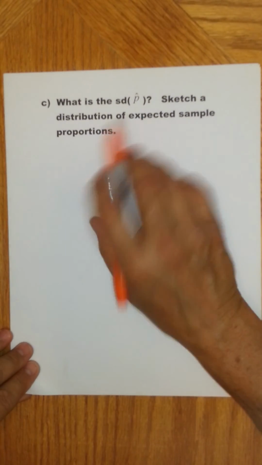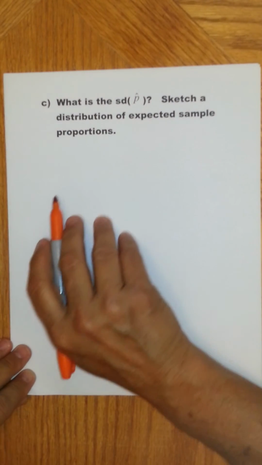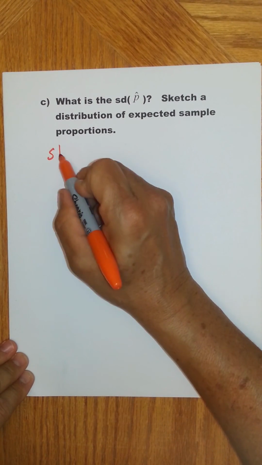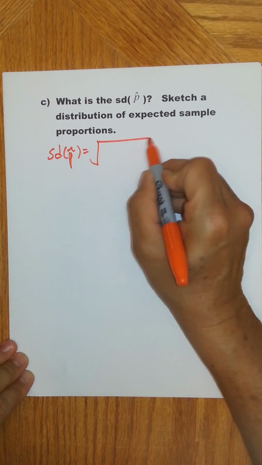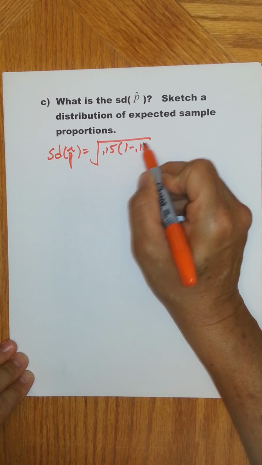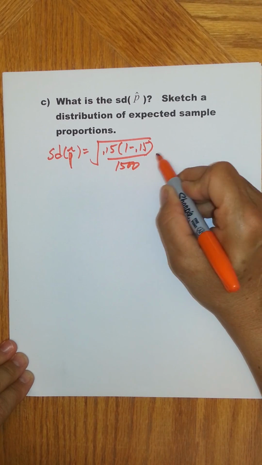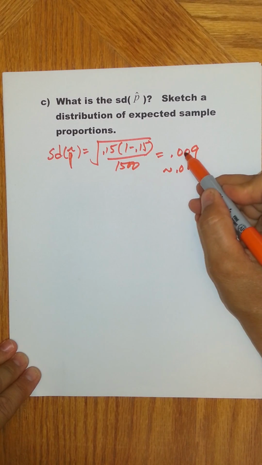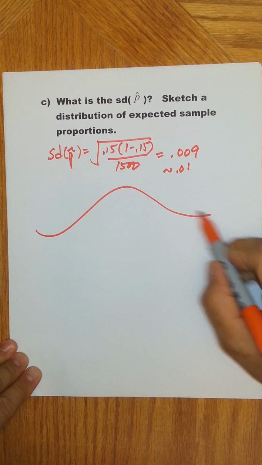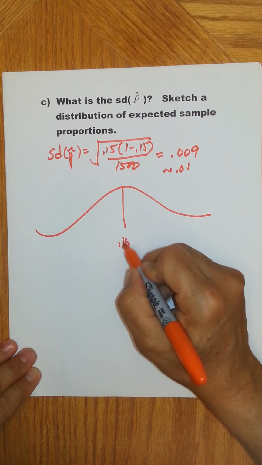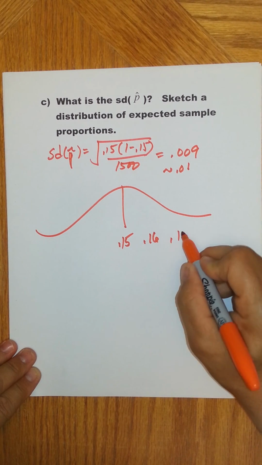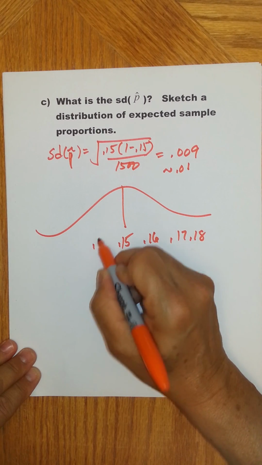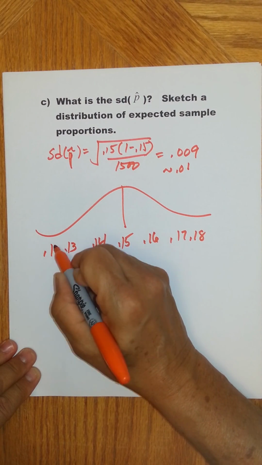Okay. Now since we know conditions were good, what is the standard deviation of the sample proportions, and then we're going to go ahead and find the distribution. The standard deviation of the sample proportions is the square root of 0.15 times 1 minus 0.15 over 1500. I get 0.009, and I'm going to round that to 0.01, since the 9 rounds the 0 to a 1. And here's the distribution of expected proportions: 12, 13, 14, 15, 16, 17, 18.